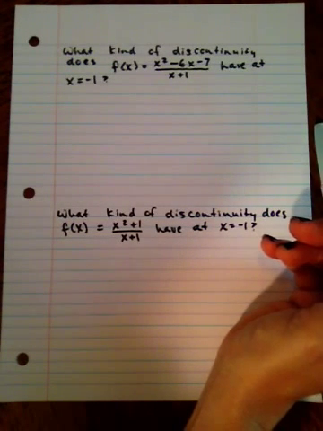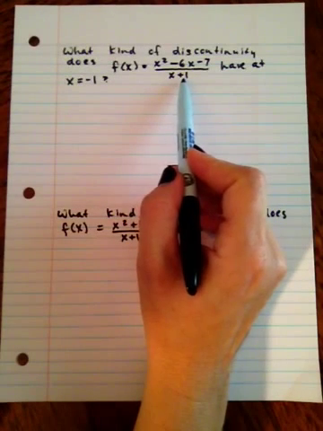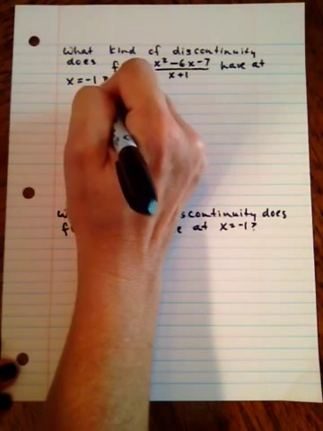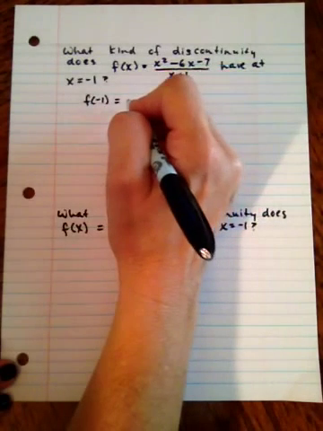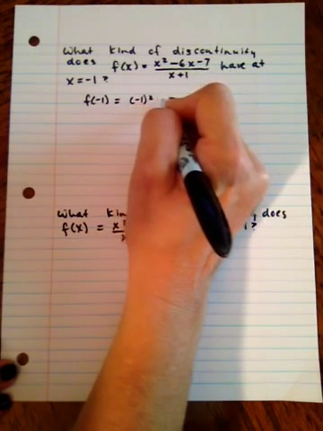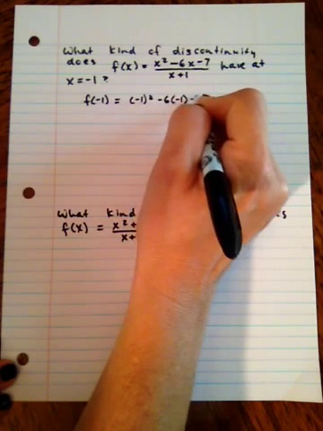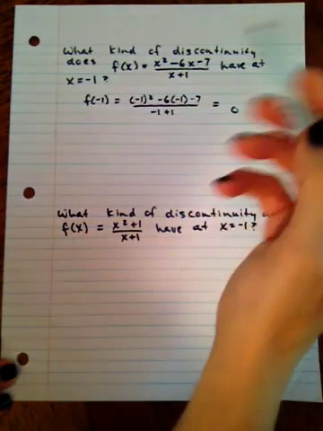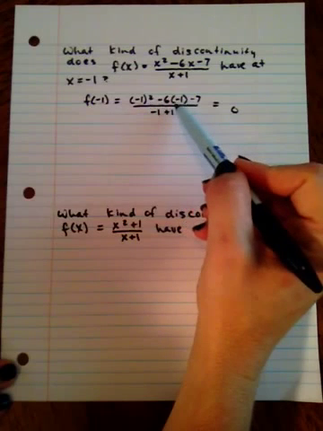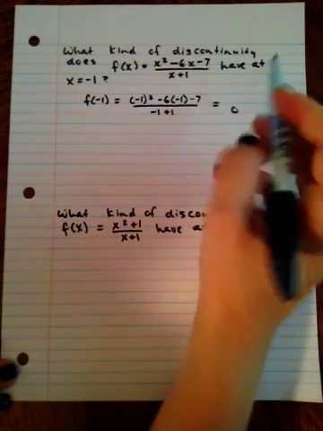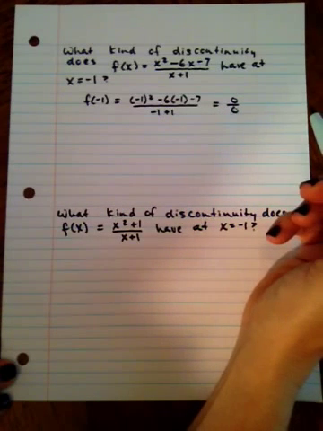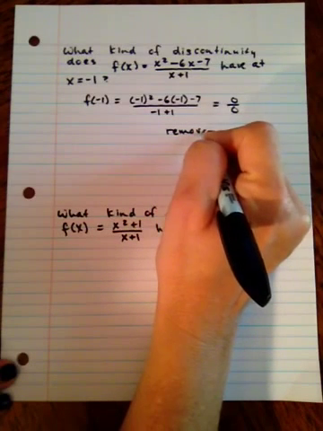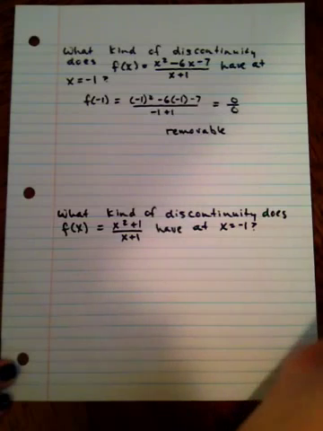Well, we would know it was removable if we could remove it, which would mean we could cancel out the common factor. But there is a faster way. You can actually check f of -1. I'm going to plug -1 into my function. So I have -1 squared minus 6 times -1 minus 7 over -1 plus 1. I know the denominator is 0. I look at my numerator. This is 1 plus 6 is 7 minus 7 is 0. So plugging in -1, I get 0 over 0, which means that this has a removable discontinuity. I didn't have to factor and check.